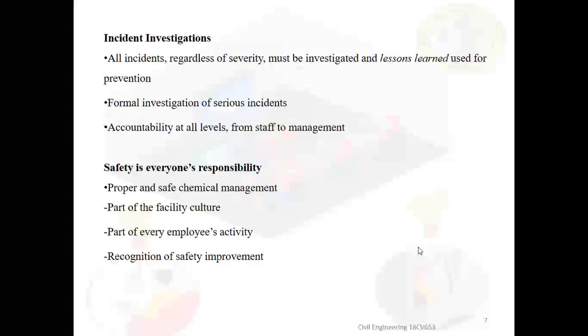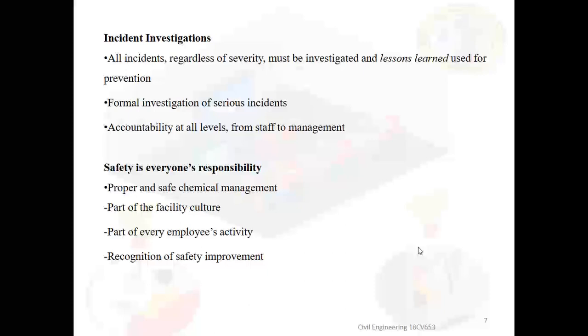Incident investigation. All incidents regardless of severity must be investigated and lessons learned used for prevention. Formal investigation of serious incidents. Accountability at all levels from staff to management.